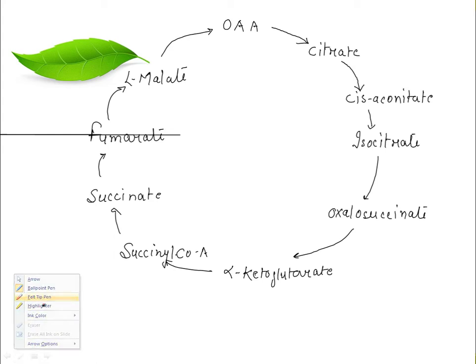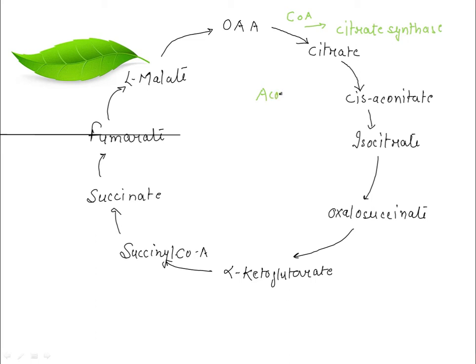Now here we will see the functioning of the enzymes, which enzyme is responsible for each reaction. Oxaloacetic acid combines with CoA to form citrate, and the enzyme is citrate synthase. Here citrate gets converted into cis aconitate, and in this process a water molecule is removed. This is known as dehydration. Cis aconitate combines with the water molecule to form isocitrate. This is called hydration, and for both reactions one enzyme is responsible, called aconitase.